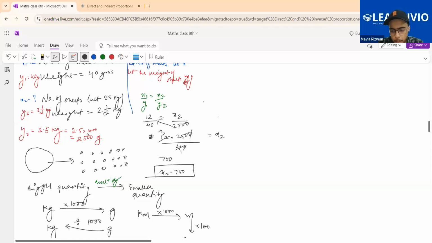But where did 2.5 kg come from? You are asking that. I should have explained that. You are right. See, 2.5 kg means 2 kg and a half. Now, how do I convert it? This is a mixed fraction. We convert it into an improper fraction: 2 into 2 is 4, plus 1 is 5. So 5 by 2. Do you know how to convert a mixed fraction into an improper fraction, Rida? Yes, sir. Here we multiply, here we add.